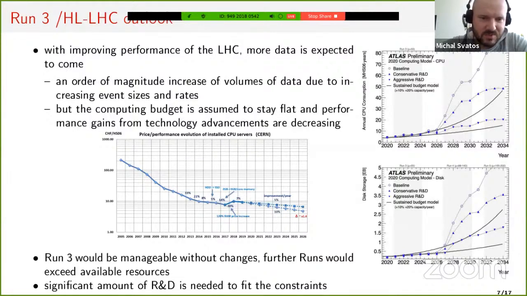You see on the middle plot, this is price over performance evolution at CERN. So like 10 or 15 years ago, it was decreasing quite nicely as you got more performance for the same amount of money. But in recent times it is slowing, or it is actually increasing sometimes. So you need to pay more to get the same performance. On the right, you see predictions for CPU and disk usage. So I could say that for Run 3, we could manage to run with the current system, but for High-Lumi LHC, we need aggressive R&D to be able to fit with available resources.